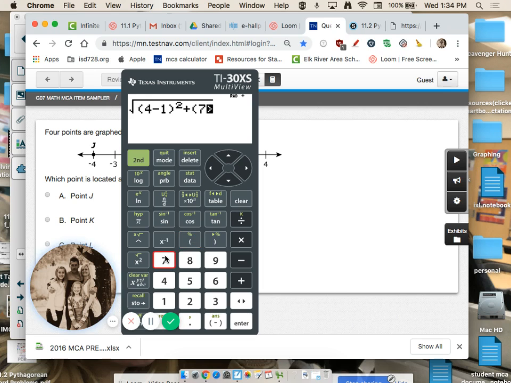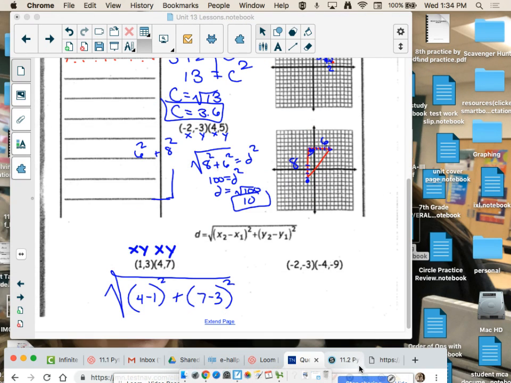Second y 7 minus first y 3, parentheses squared. Hit enter and it tells you your dimension. So that is the Pythagorean theorem worked out, a one-stop shop. So I type it in exactly how I see it. I want to show you the next one.